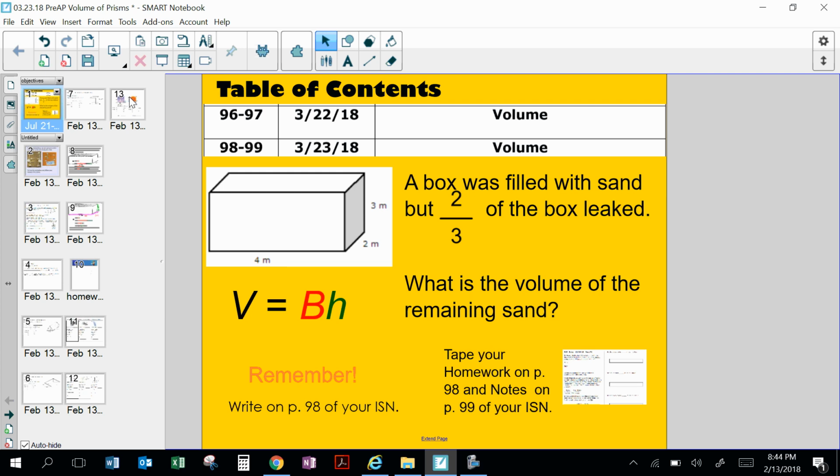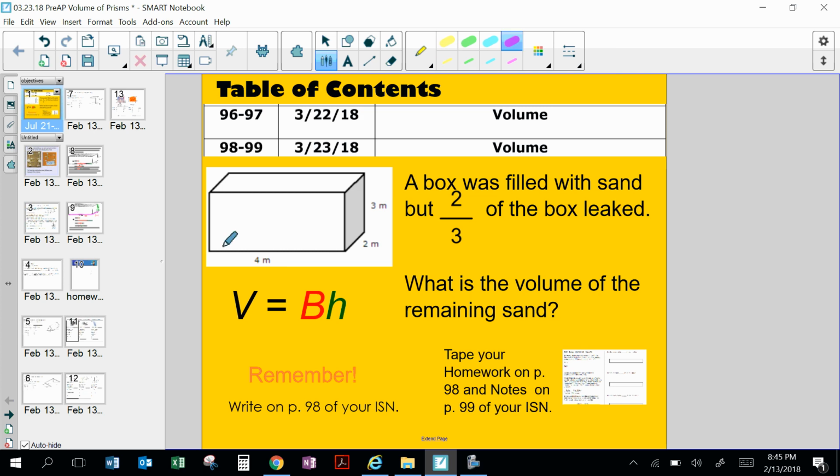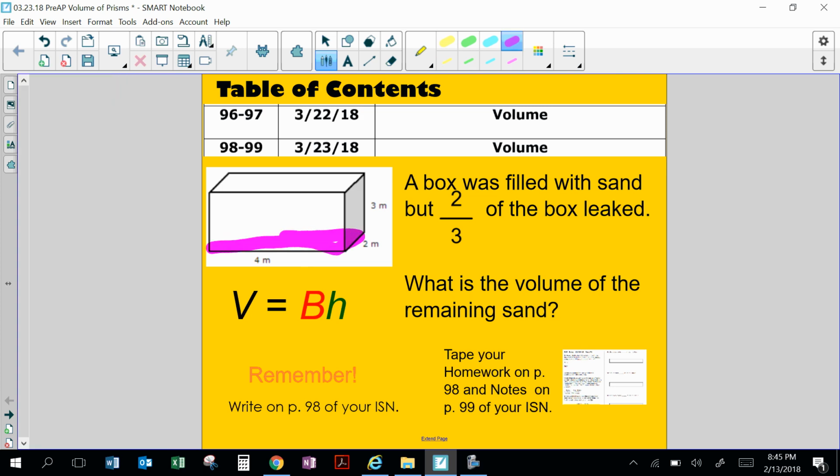So to find the volume of this box, which is called a rectangular prism, you've got to know big B and H. So what does big B represent? Do you remember from our previous video? It represents the area of one base. Oh, I could highlight this one. So the area of one base.